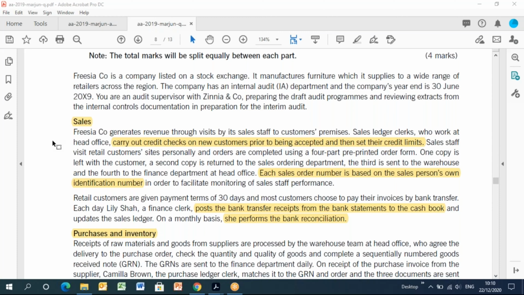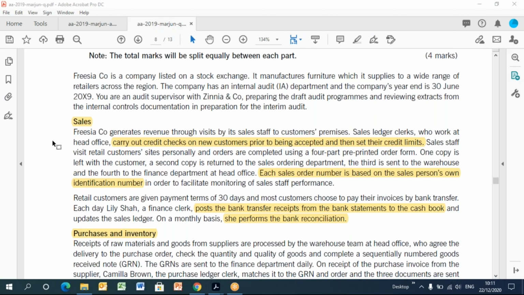So if we move on, the sales staff visit the retail customer sites personally, and orders are completed using a 4-part pre-printed order form. It's good that it is a 4-part, because if in a question you see a 2-part or a 3-part, there's a deficiency there. Now, each sales order number is based on a salesperson's own identification number. Again, this is a deficiency. They should be numbered in sequence. If one is lost, then you realize that an order is missing.